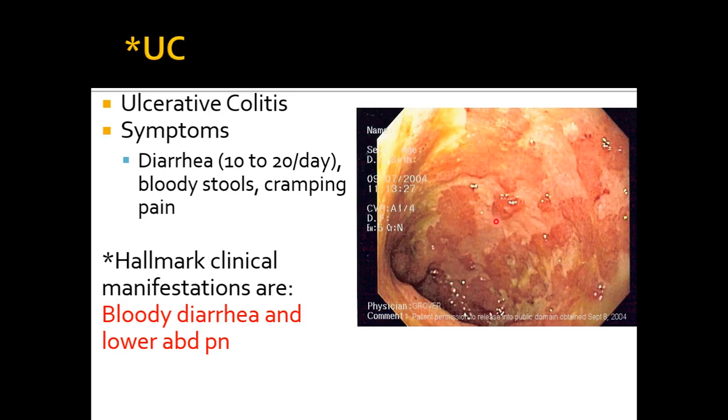And we can see these island areas of normal mucosa, but these are inflamed areas of mucosa as well. So they're hyperemic, they're redder than normal, and edematous and swollen and so on.